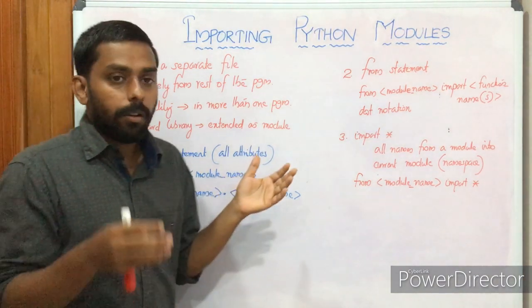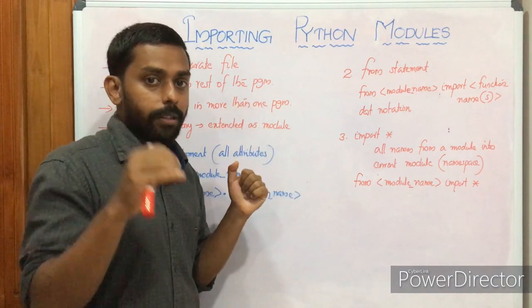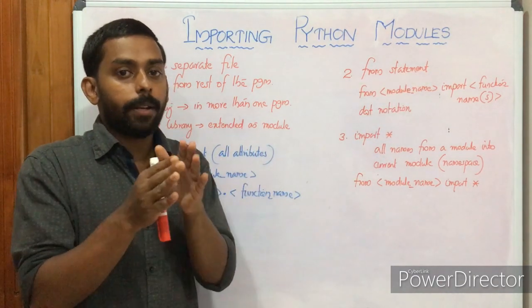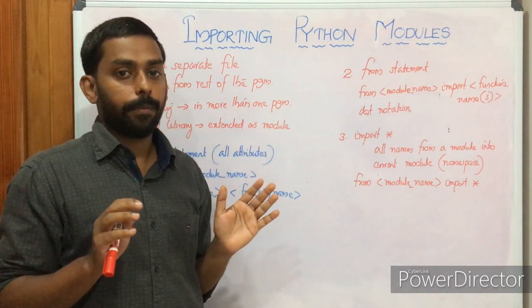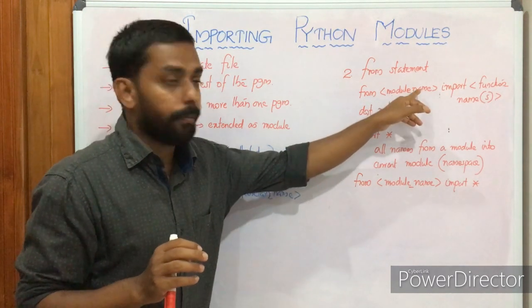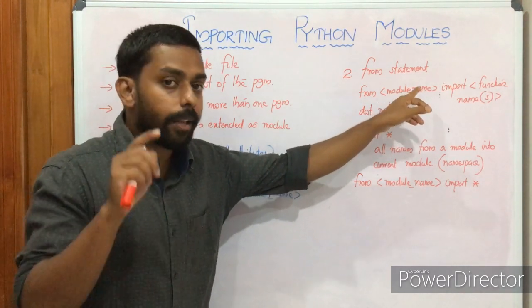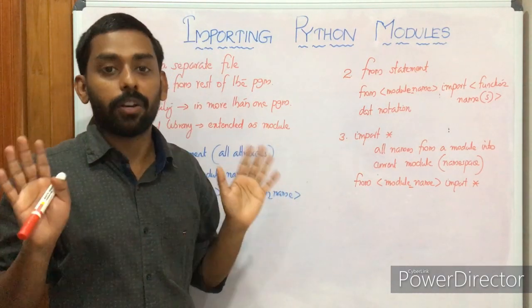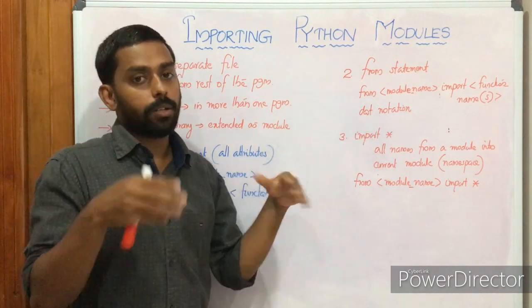And as an example, for the random function, we have already seen it. From random import random, right? From random import random. What is that first random? It is the module name. And what is the second random? The second random is a function name. And using dot notation, we can access it.